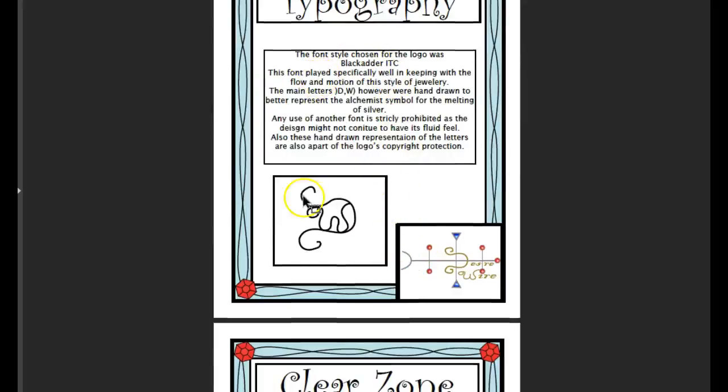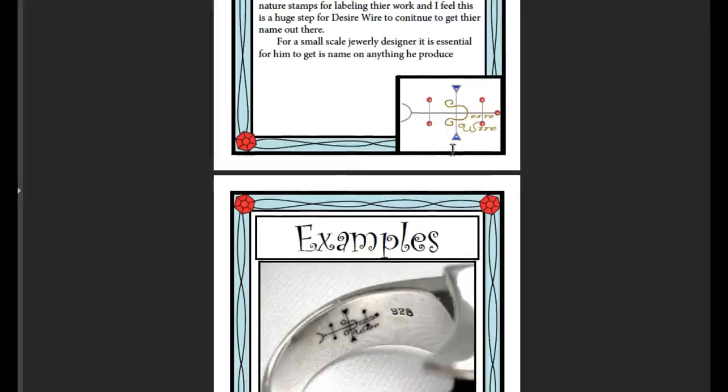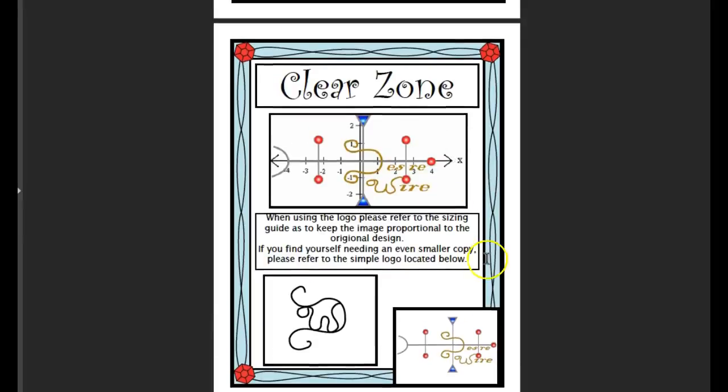Good. We don't know what this is. Okay, that is any other use strictly prohibited as a design might. Okay, and then I wanted a couple of other things. Okay, so clear zone. I don't know what this is, and this is really complicated.